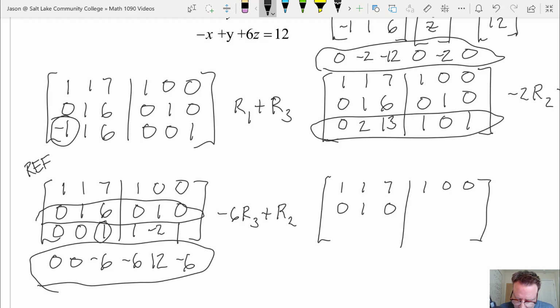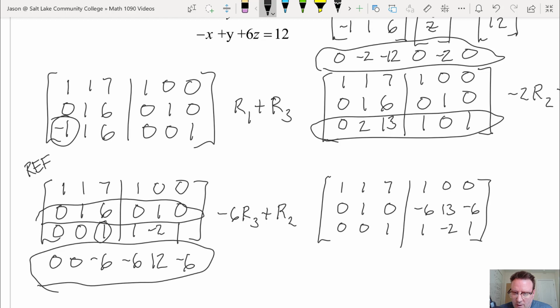Let's see, -6 and 0 is -6. 12 and 1 is 13. -6 and 0 is -6. And the bottom row stays the same. 0, 0, 1, 1, -2, 1. All right.